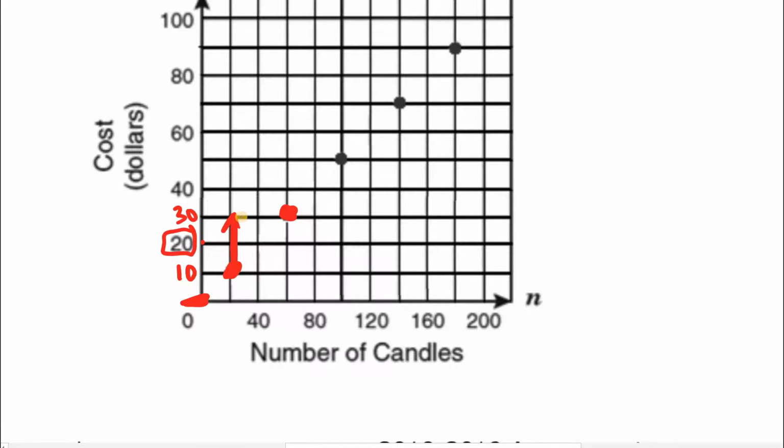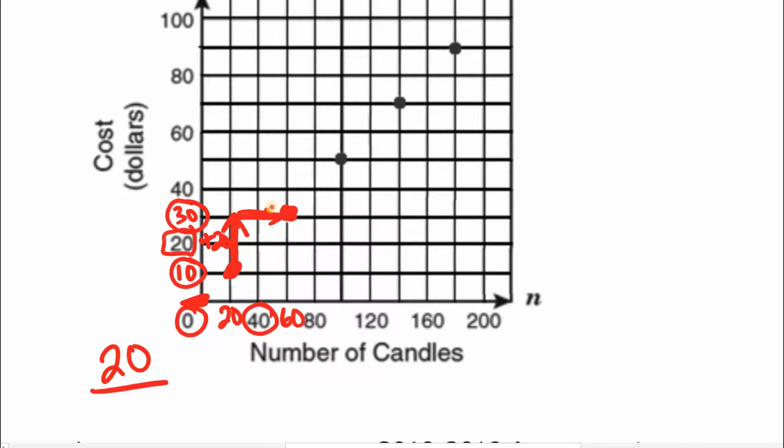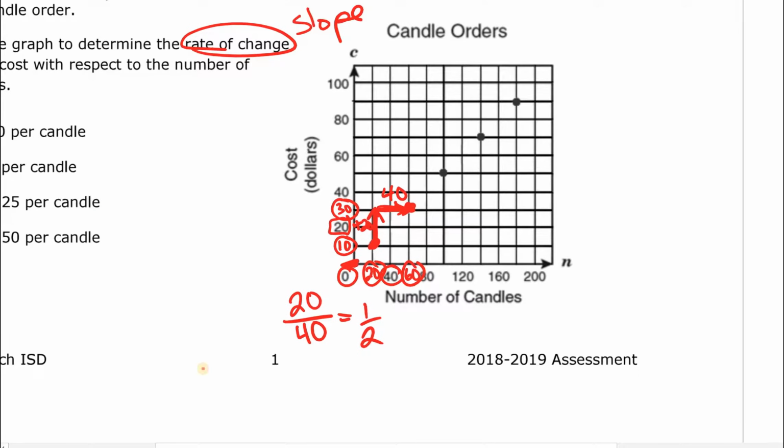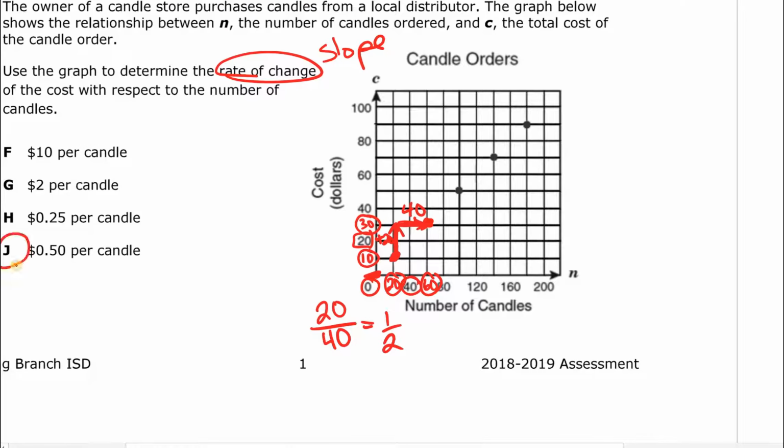So it went up and then over. How far did it go up? It went from 10 to 30, which is clearly plus 20. It went up 20. So in my y, it was 20 up, and then I went over. We see here's 40, here's 0. Halfway between 40 and 0 is 20. From 20, 40, this would be 60. So how far over did it go? From 20 to 60 is 40. So that's 20 over 40, which reduces to 1/2. The answer choice that matches 1/2 is obviously J, 0.5 per candle.